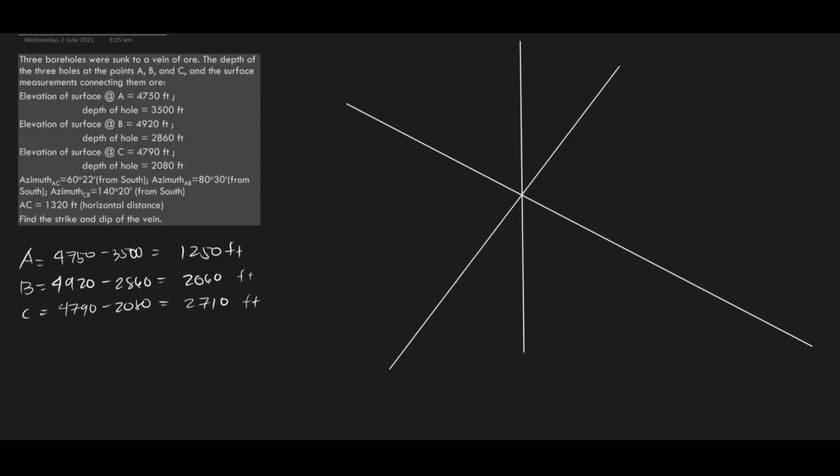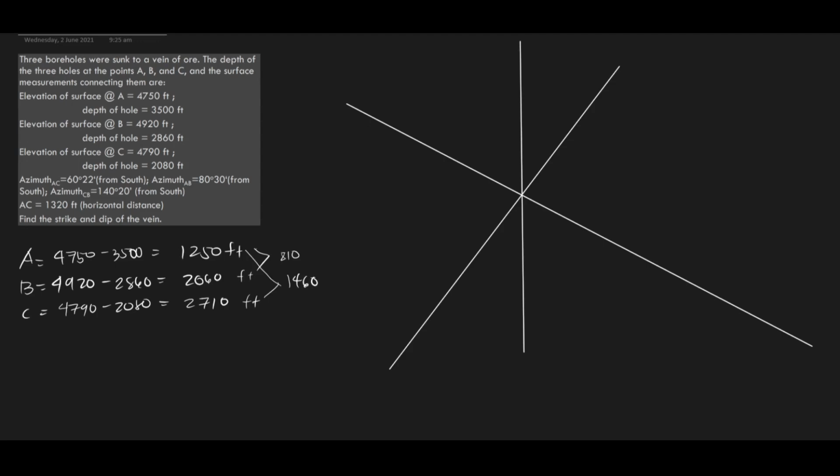So, if we remember the 3D coordinate system that we need to do, the highest point should be along our vertical axis. So C should be along our vertical axis. And the lowest point should lie along the horizontal plane. So it is useful to get the difference between these two. The first is B minus A, the second highest point minus the lowest point. So we will get 2,060 minus 1,250, that would be 810. And then 2,710 minus 1,250, that would be 1,460.